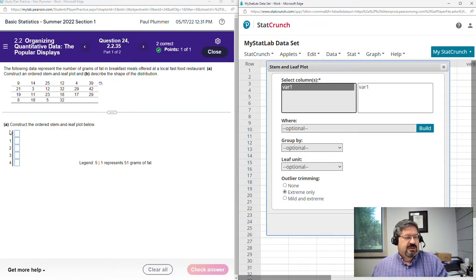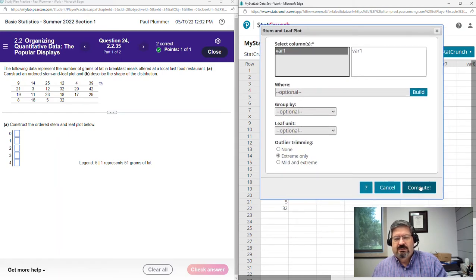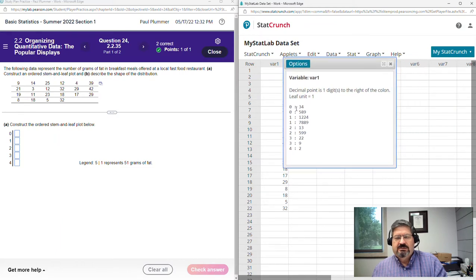We can see here that our stems are the tens digit, and it's given in our legend, so 5 and 1 is 51. So let's go ahead and just compute and let it organize the data. Now notice in this particular case, it decided to split the stems, but this still gives us the information we need.